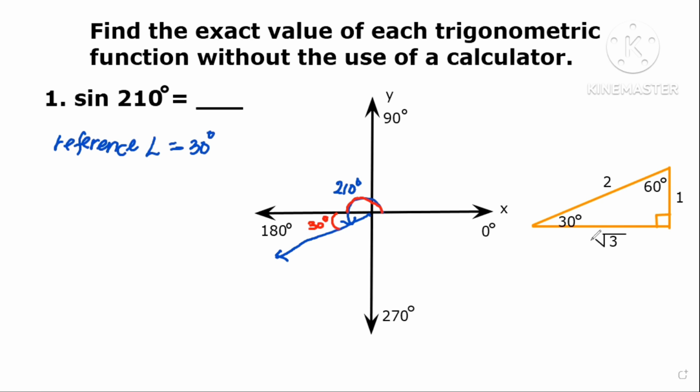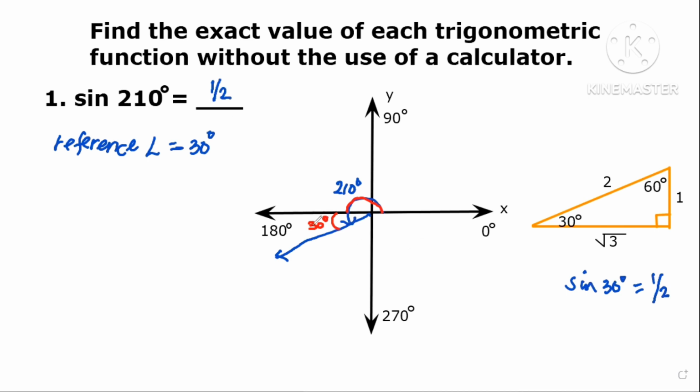Gagamitin po natin ito in order to find the sine of 30. Bakit sine of 30? Kasi sine 210 po ito. Ang sine ng 30 ay pareho lang po ng sine 210. As I said a while ago, no? Magkaiba lang po sila ng sign, no? Okay, so what is sine of 30? So with respect to 30 degrees, this is our opposite side and this is the hypotenuse. So sine 30 is equal to 1 over 2 or 1/2, no? Opposite over hypotenuse. So sine 30 is 1/2. So if sine 30 is 1/2, then sine 210 is also 1/2, no?